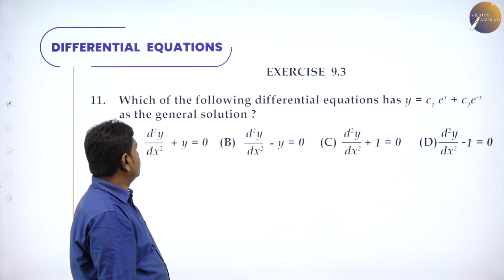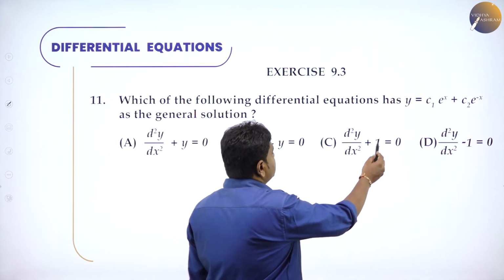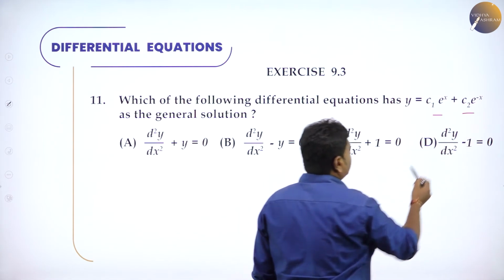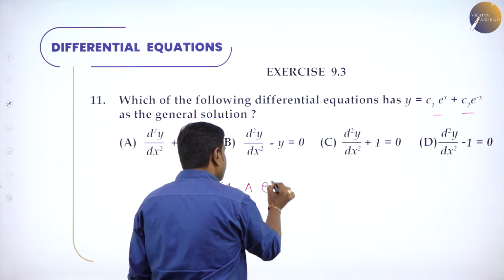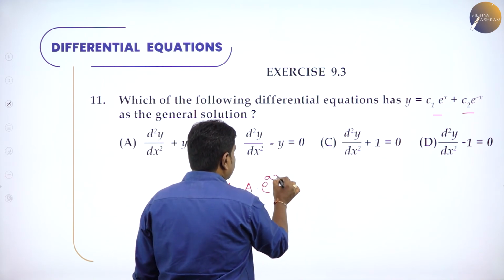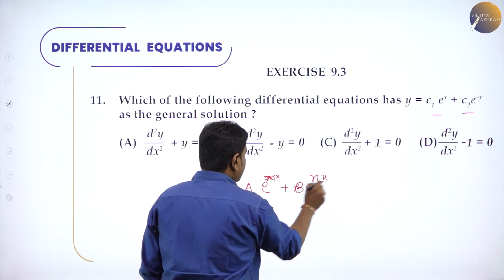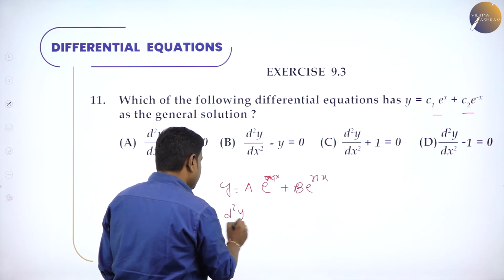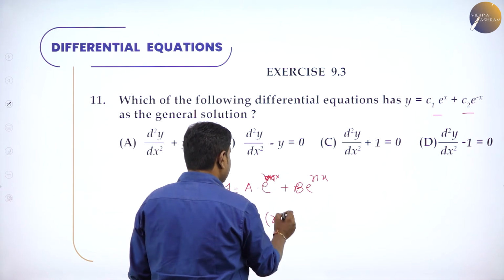Then, which of the following differential equations is for y is equal to c1 e power x plus c2 e power minus x? See, I told you, if the problem is in the form of y is equal to a e power mx plus b into e power nx, the shortcut is d square y by dx square minus (m plus n) times dy by dx, and so on. M means the coefficient of x.